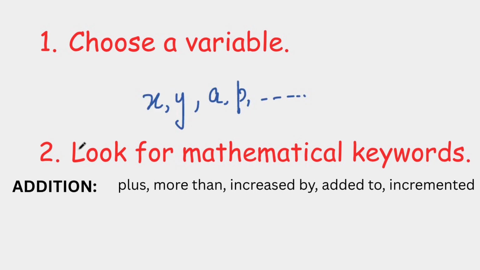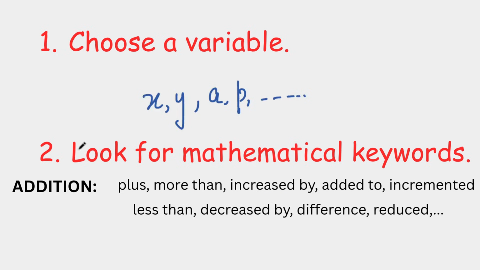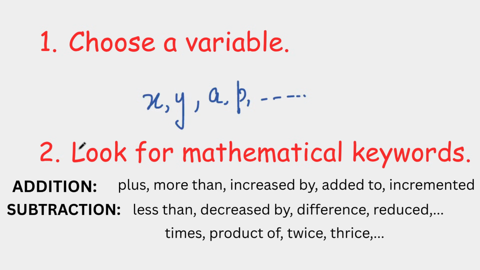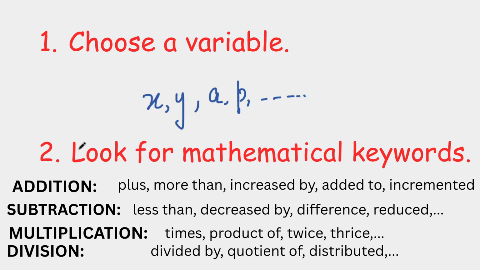You will find out words like less than, decreased by, difference between and reduced to in subtraction problems. And if you have words like times, product of or twice or thrice, etc., it means that you need to multiply. And division can be implied by terms like divided by, quotient of or distributed, etc.